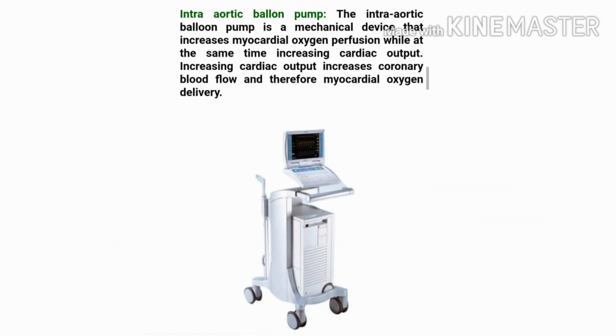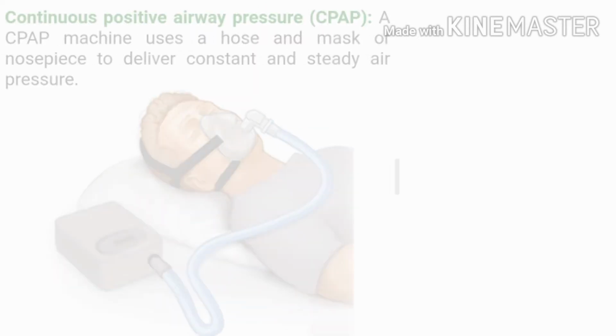And the next image is of the intra-aortic balloon pump. The intra-aortic balloon pump is a mechanical device that increases myocardial oxygen perfusion while at the same time increasing cardiac output. Increasing cardiac output increases coronary blood flow and therefore myocardial oxygen delivery. So this is all about the intra-aortic balloon pump.